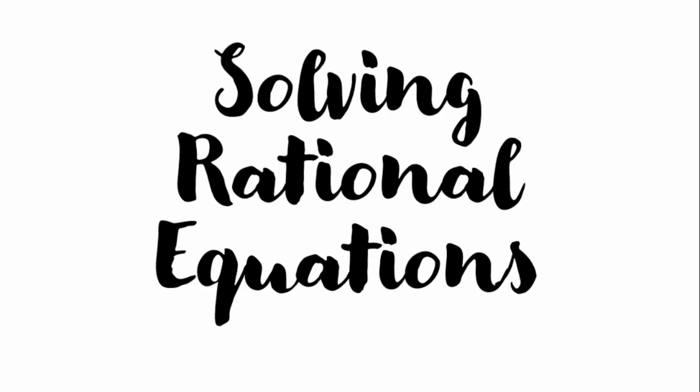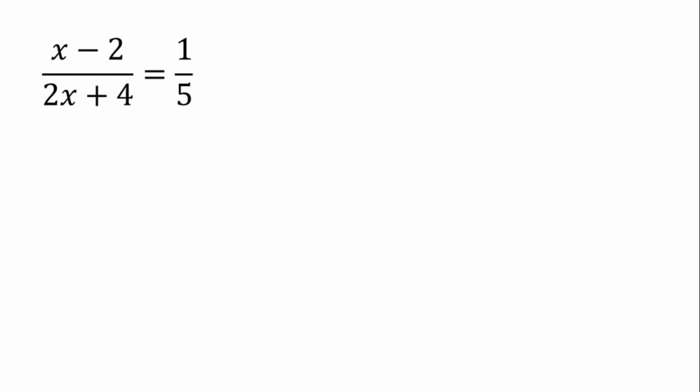Now, let us try to solve more rational equations. For this equation, x minus 2 over 2x plus 4 equals 1 over 5. As we can see, there are only two terms here. We can use cross multiplication, wherein we multiply 5 times x minus 2. So, it becomes 5 times x minus 2 is equal to 2x plus 4. The term for this is cross multiplication.